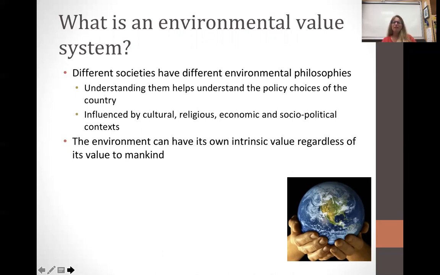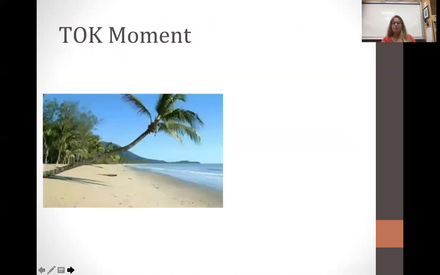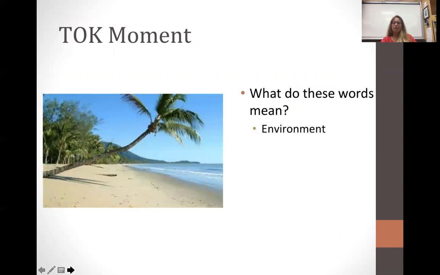The environment can have its own intrinsic value, regardless of its value to mankind. That statement just says that nature has value as nature. That tree has value as a tree, not just as a tree that's going to give us oxygen and wood. It has value as a tree. Okay, theory of knowledge moment here. What do the following words mean to you? Environment, natural, nature. Is there a difference between the three words? That's for you to think about.